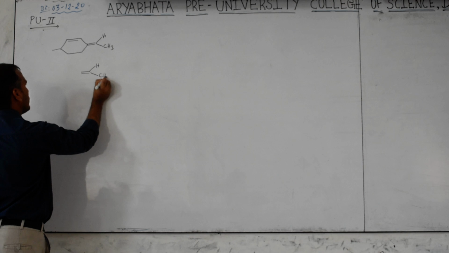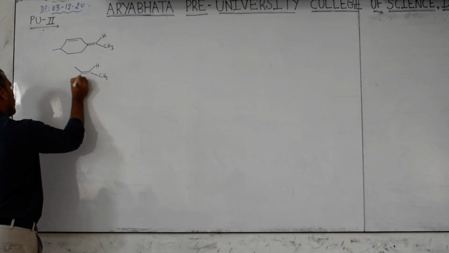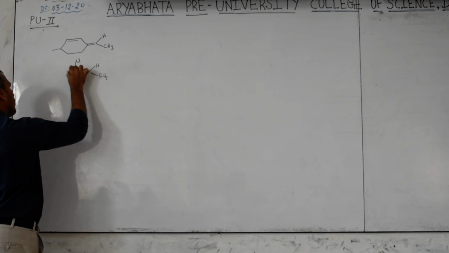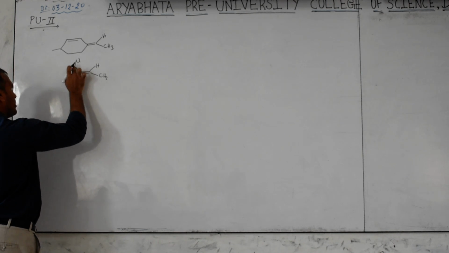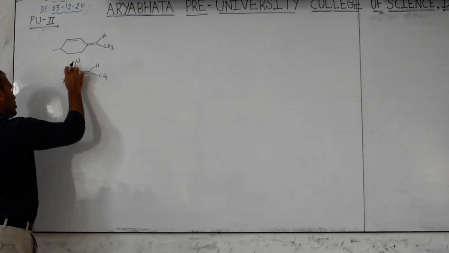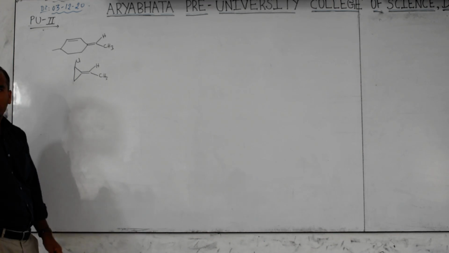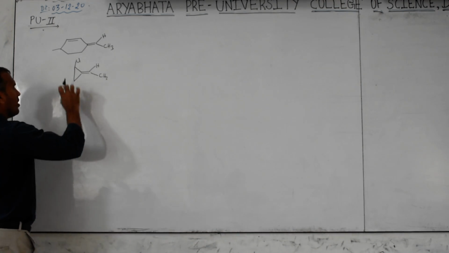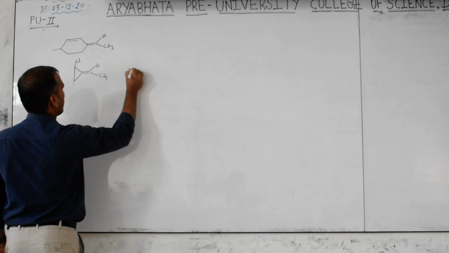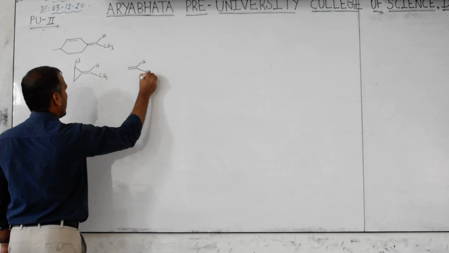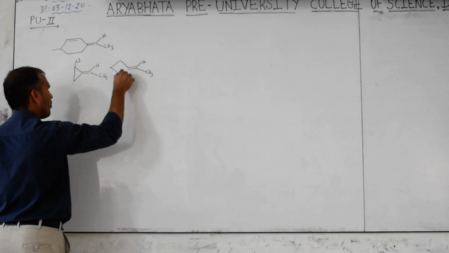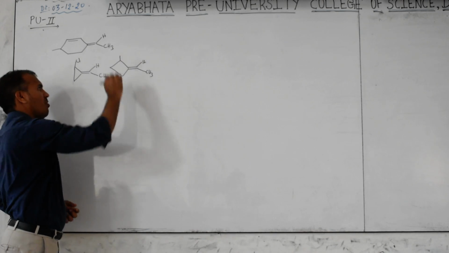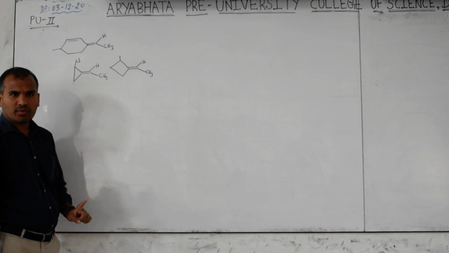H, CH3, Cl. This bond concept, otherwise this is a direct bond only. Will it show geometrical isomerism or not? Shows. Next, H, CH3. Will this show or not? No. If here, yes. Got the concept?